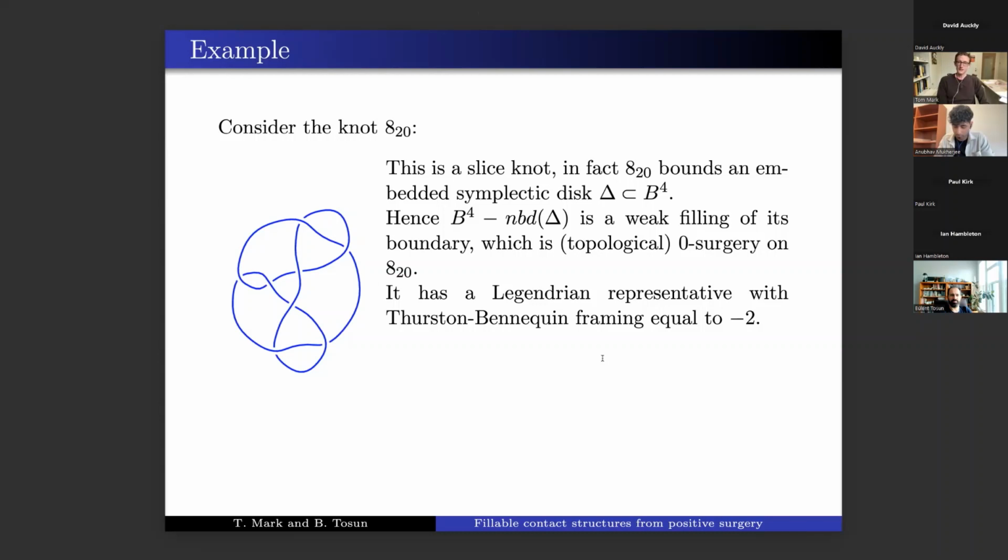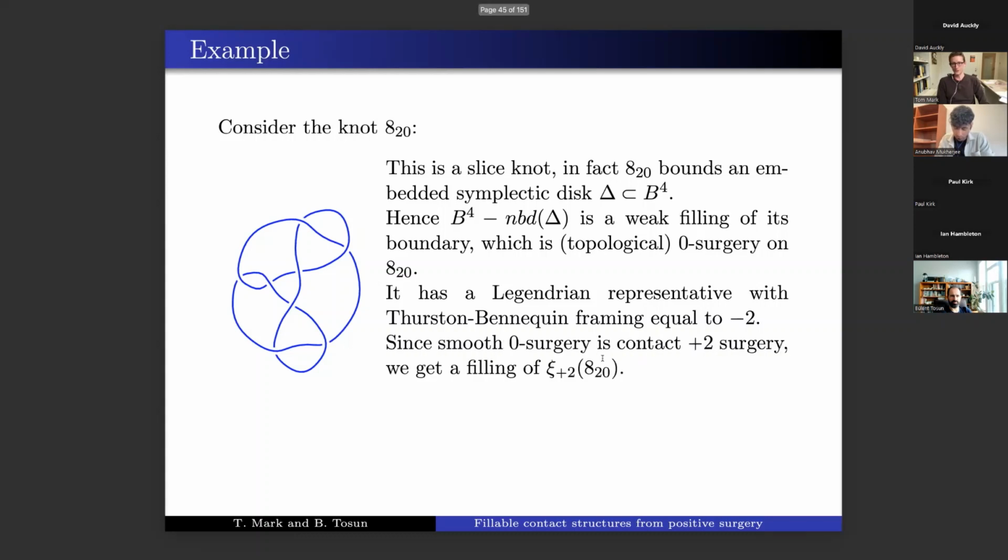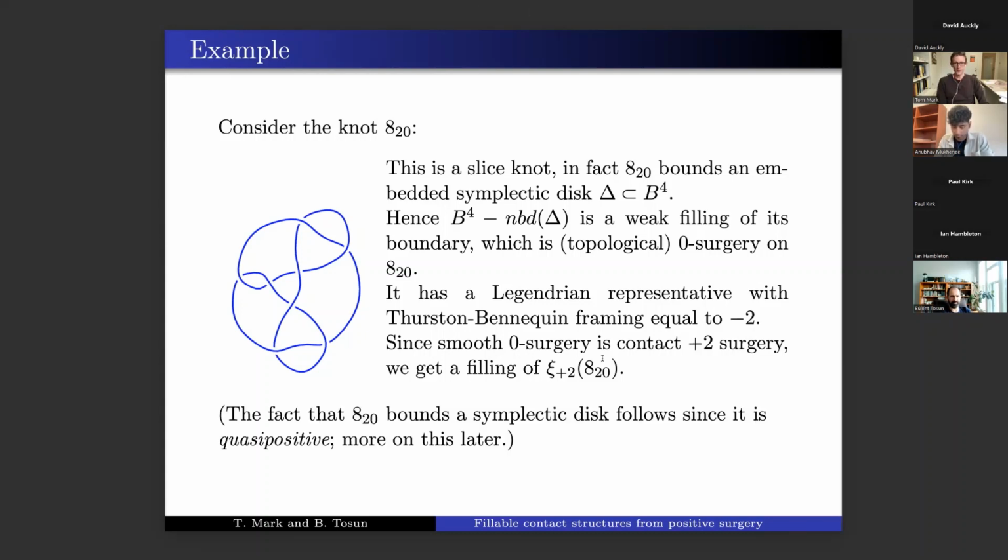In this case, it turns out you can find without much trouble a Legendrian representative of this knot having Thurston-Bennequin framing -2, and so the difference between that and zero surgery is +2. So that means you're finding a filling of contact +2 surgery. So you might wonder how you know that you have a symplectic disk, and the buzzword there is that the knot is quasi-positive. We'll talk more about that in a little while.